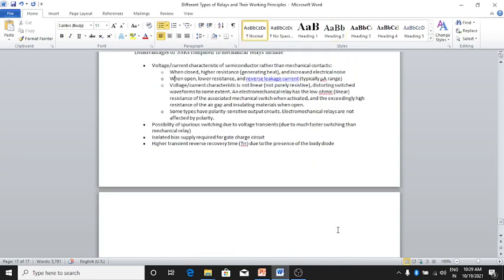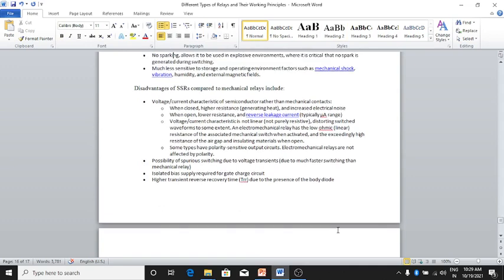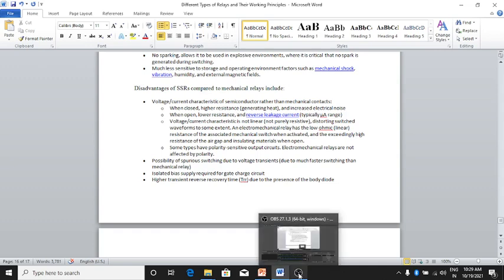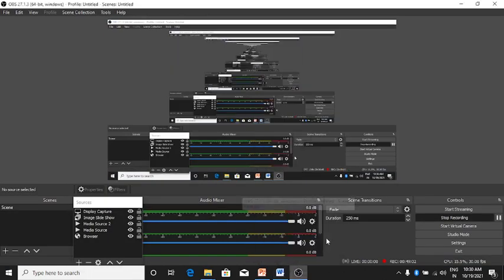Disadvantages: an isolated supply is required, and a gate charge circuit is required. Possibility of spurious switching due to voltage transition. Higher transient reverse recovery time is there. These are the disadvantages of this one.